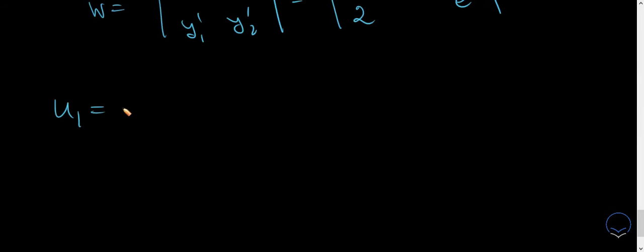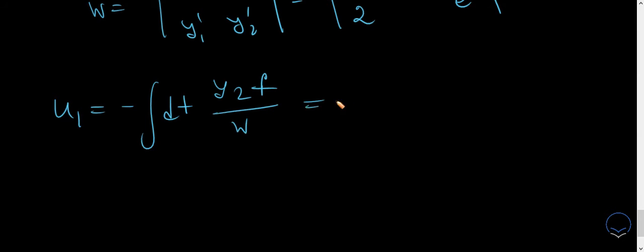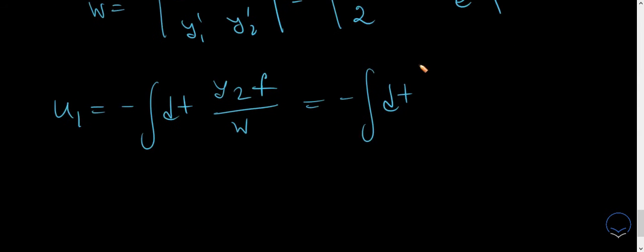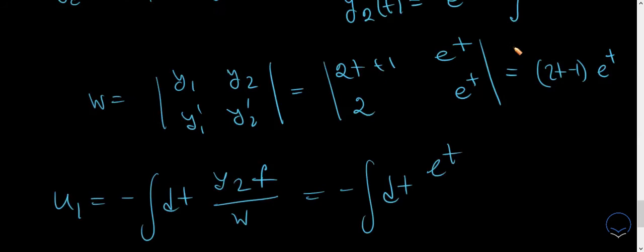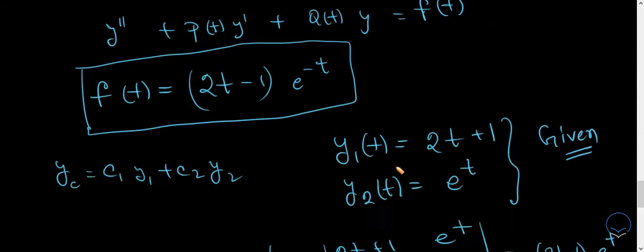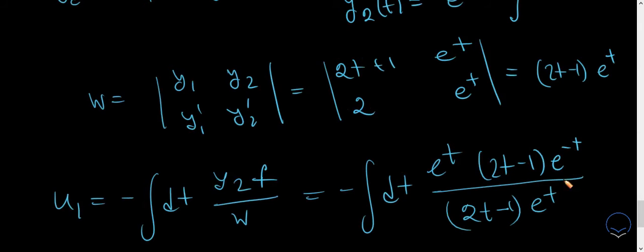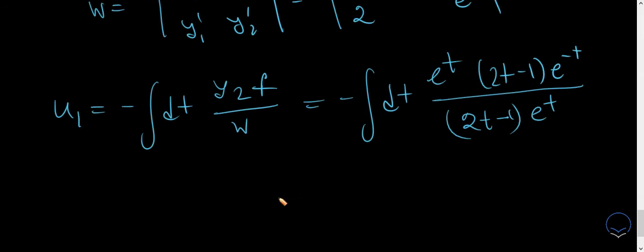So u1 will be, again, minus the integral dt of y2 f divided by the Wronskian. Our y2 is just e to the power t. Our f of t is (2t minus 1) e to the power minus t, and the Wronskian is (2t minus 1) e to the power t. Now if you integrate this whole thing, there will be a minus over here, dt.